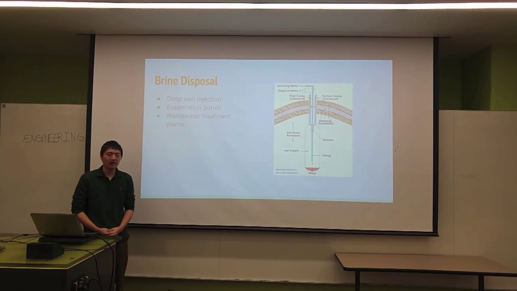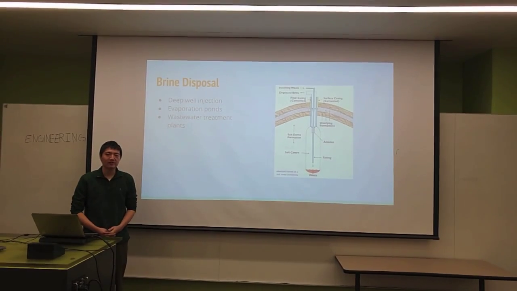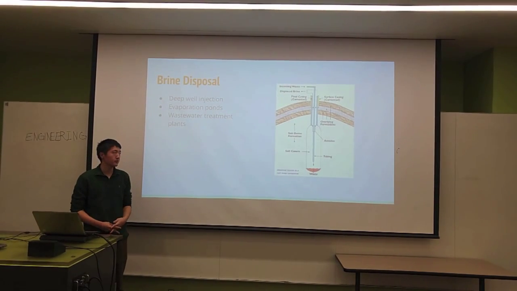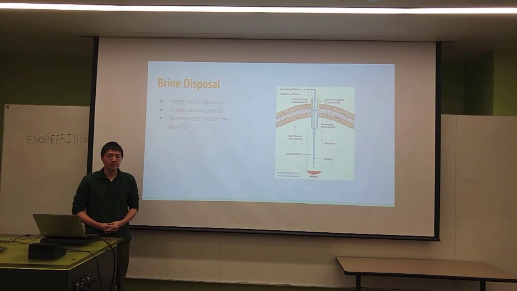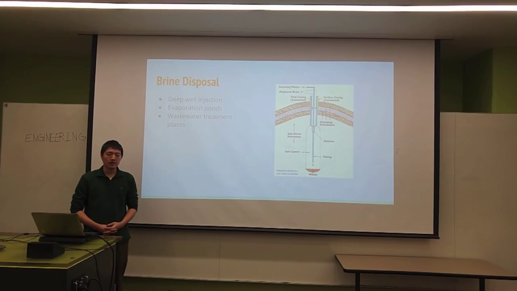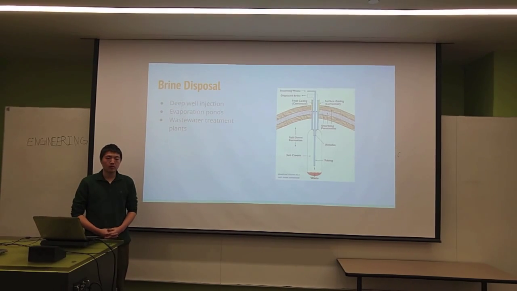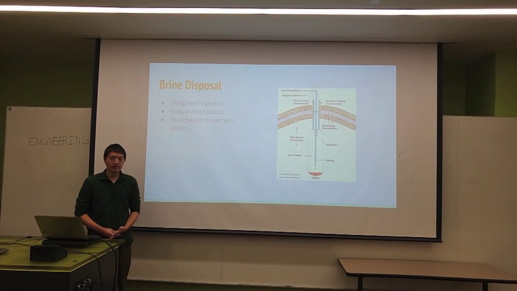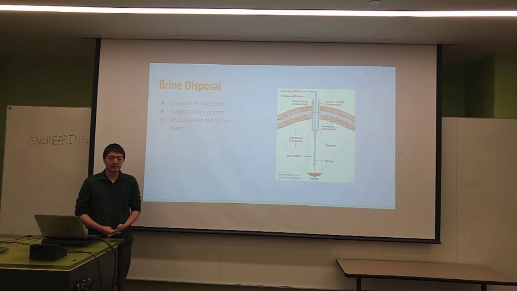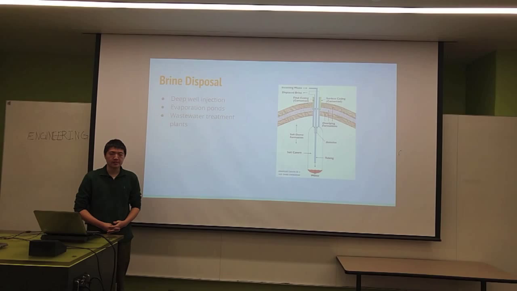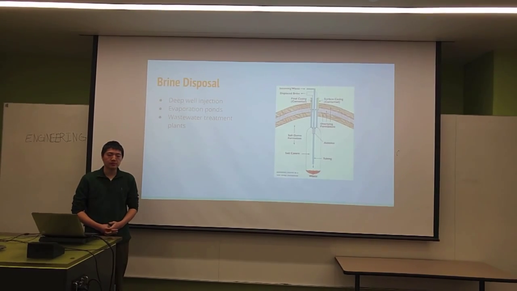In order to remove brine in an environmentally safe way, there are three methods. One is deep well injection, which is pictured over there, where the water is sent to a well that is isolated from any water lines or the ocean, or the waste can be sent to evaporation ponds where the water will be evaporated, and then wastewater treatment plants can be used to just dispose of the wastewater in a friendly manner.